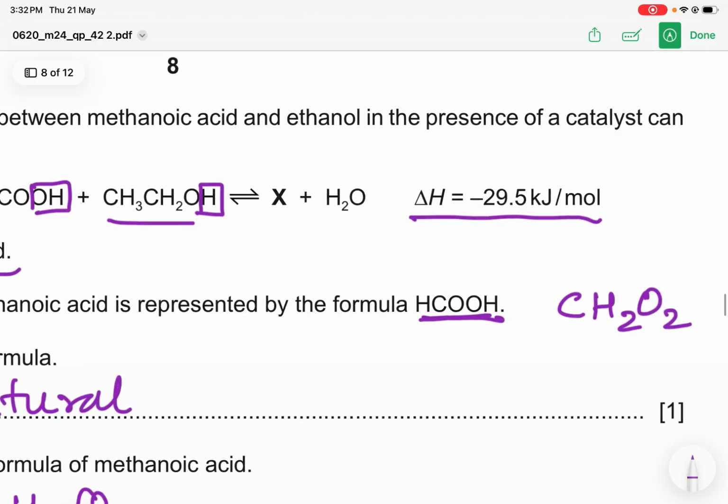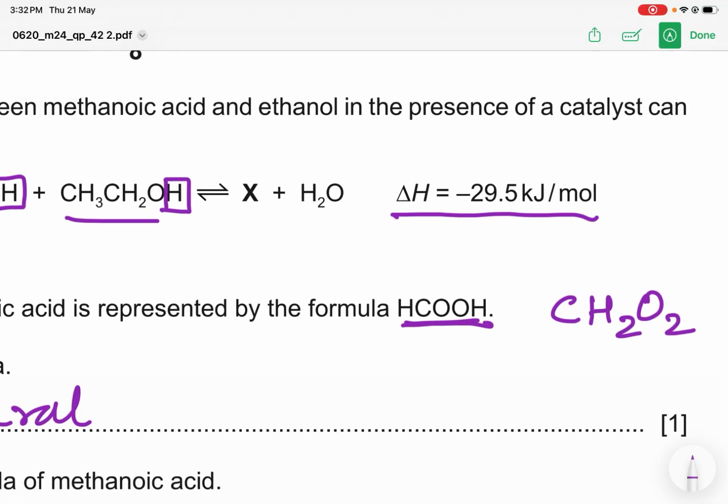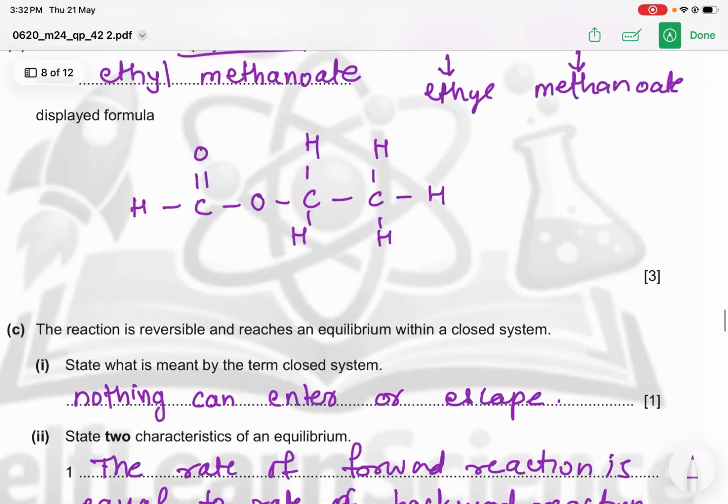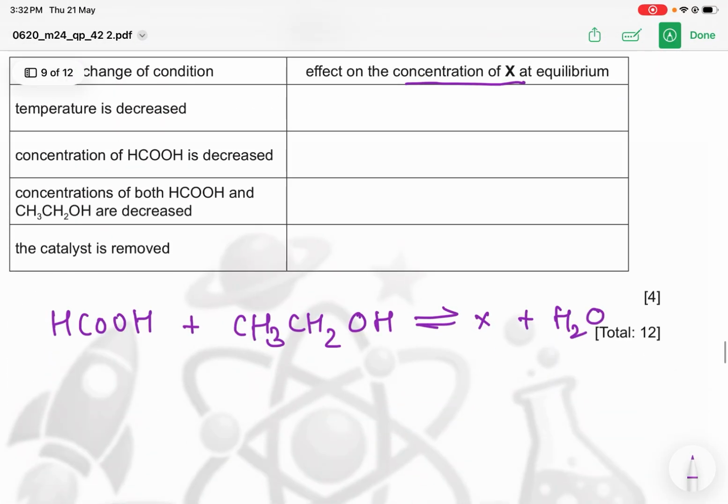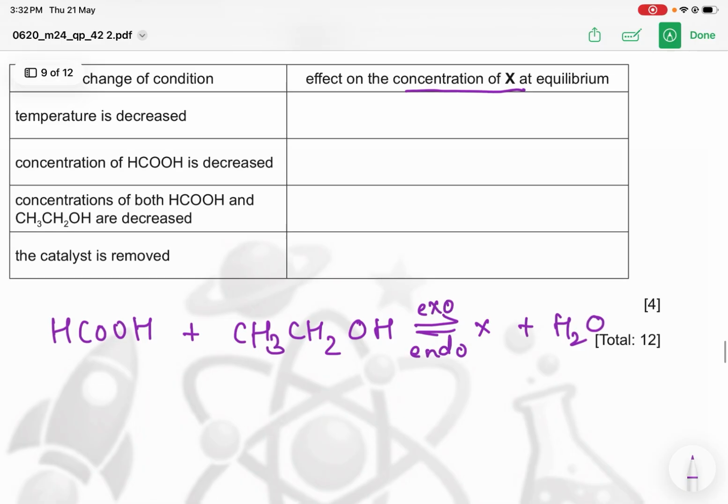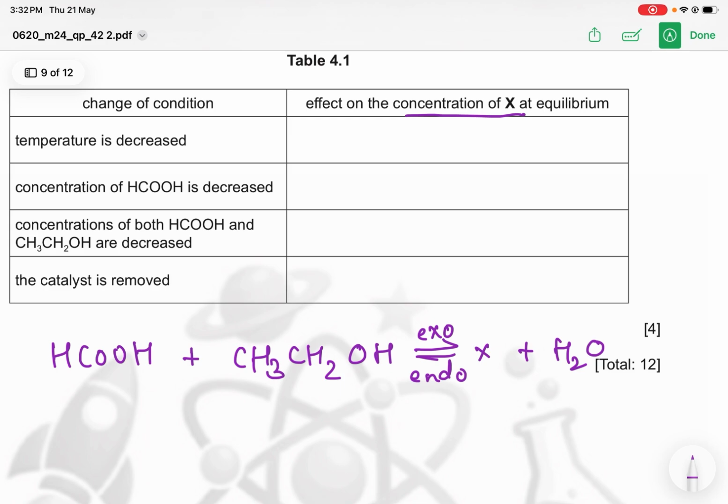They have given us the delta H value, and the value is minus 29.5. Whenever the delta H value is negative, the forward reaction is exothermic. So the backward reaction will be endothermic. When the forward reaction is exothermic and we decrease the temperature, the concentration of X is going to increase here. The reaction which is exothermic releases energy, it does not require energy. So if we decrease the temperature, it is going to increase the yield.